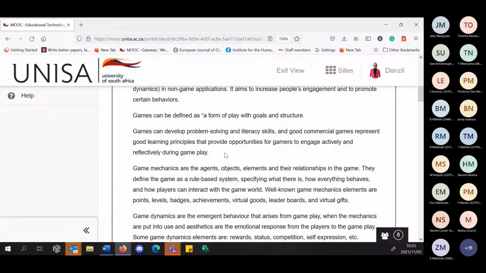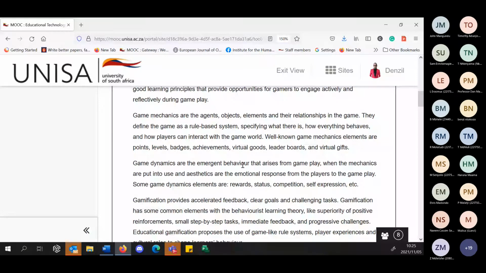We're not there yet. We're struggling to get to that point. So when we talk of gamification, we're talking about really the nice to have and the practical of where we are at the moment, what we can bring in, right? And what we're talking about now is the elements of achievements. For example, well-known game mechanics elements such as points, levels, badges, achievements, virtual goods, leaderboards, virtual gifts, etc. So those are elements that we can now start bringing into our teaching and learning, right?